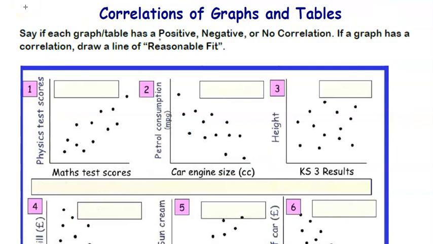Let's do some more examples. Correlations of graphs and tables. Say if each graph or table has a positive, negative, or no correlation. If a graph has a correlation, draw a line of reasonable fit. Let's look at number 2. If we draw a line of reasonable fit here, it looks like it's negative.